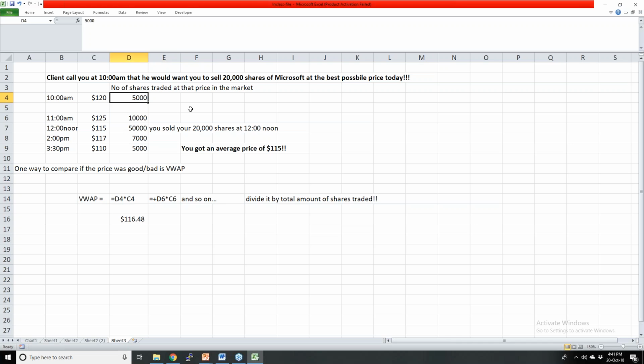Now the frequency, you can take a frequency of 1 hour, 1 minute, 1 second. It's really up to you, right? It depends upon your time horizon, the sort of time in which you would want to trade, right? So this is exactly how you calculate the VWAP, right? All right.